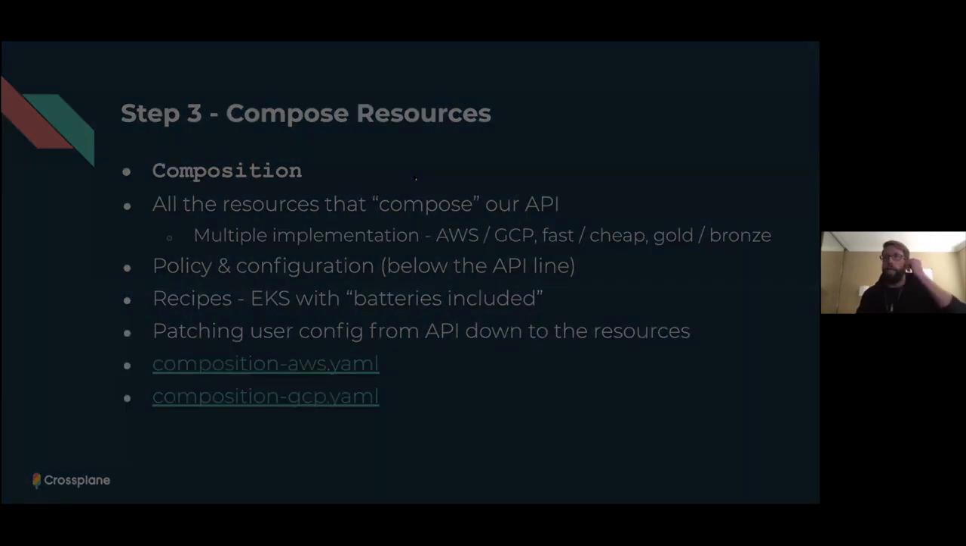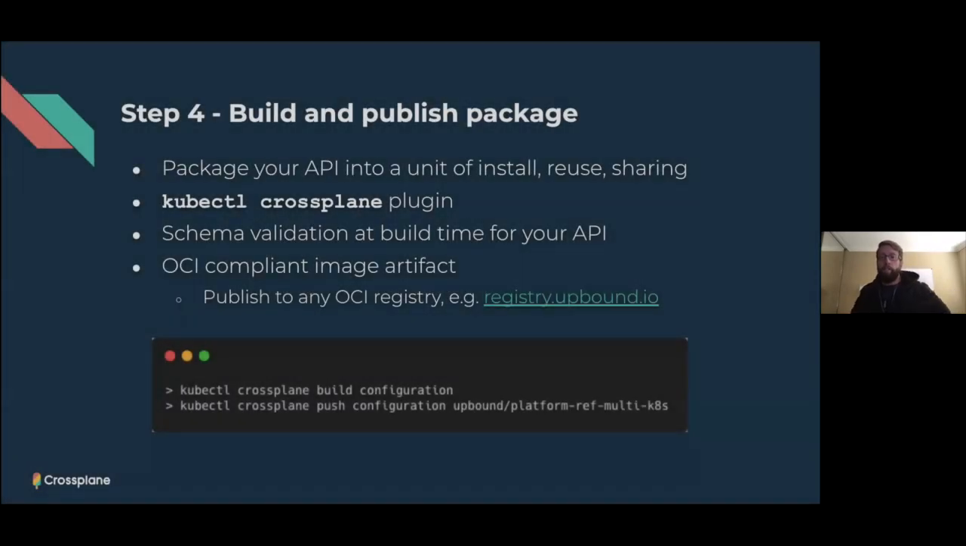Step 4 is we're going to build and publish this thing. So we've built our APIs, we've built the compositions underneath the APIs. Now we're going to use the kubectl Crossplane plugin. We have a Crossplane plugin for kubectl. And then that will build it and do some schema validation up front to make sure that there's nothing invalid with the schema or there are no errors, so we can shift left and validate those up front.